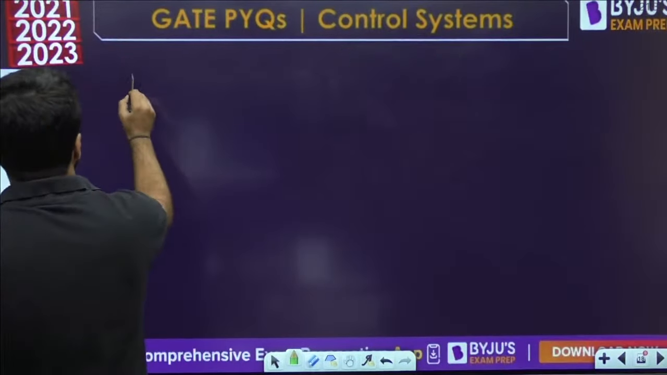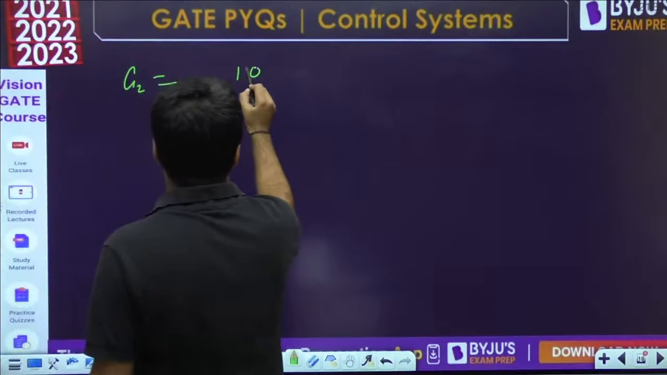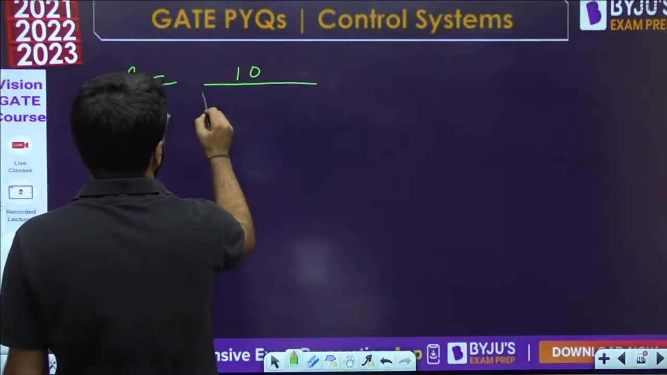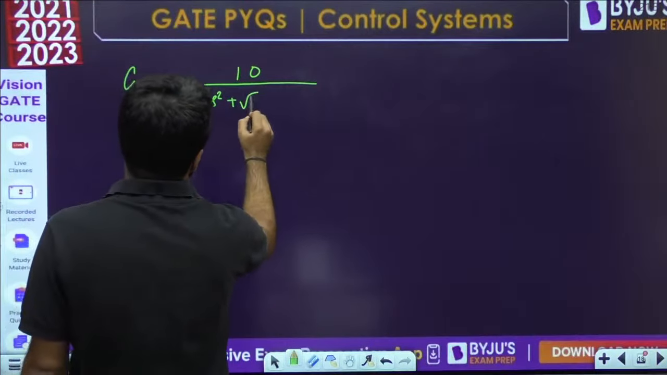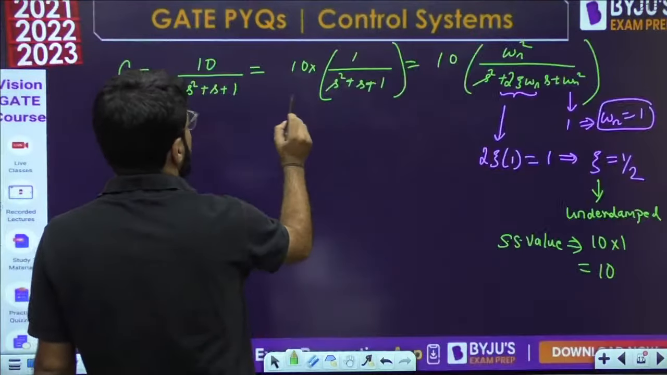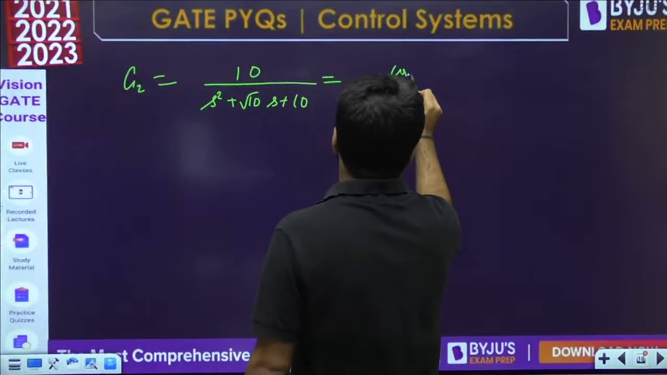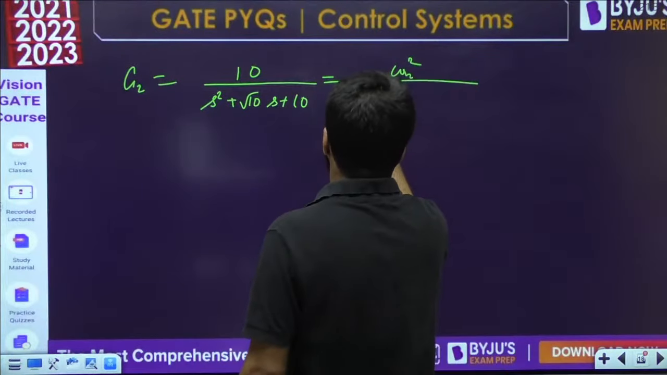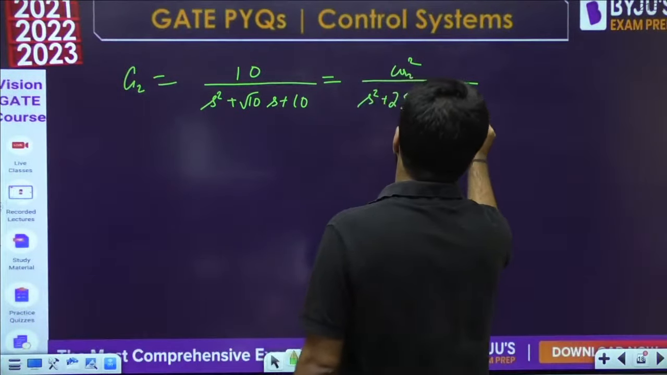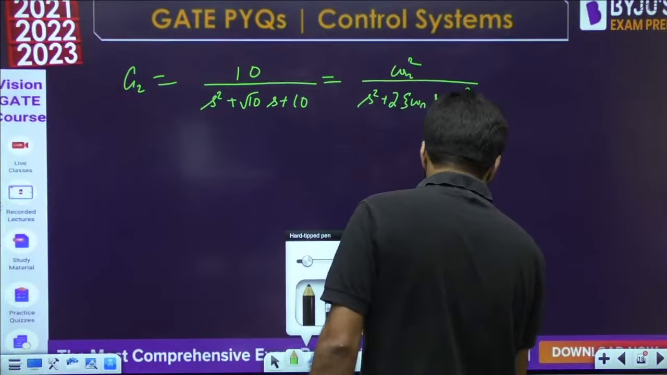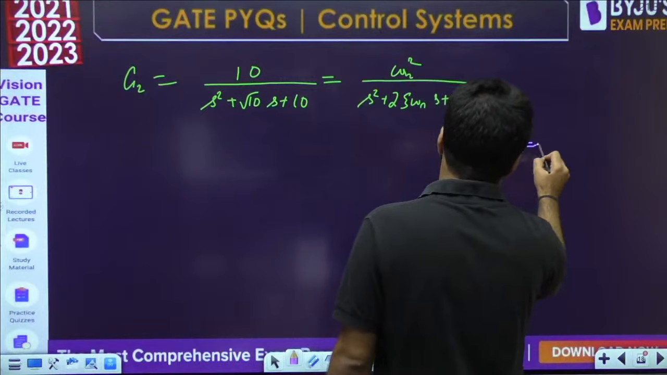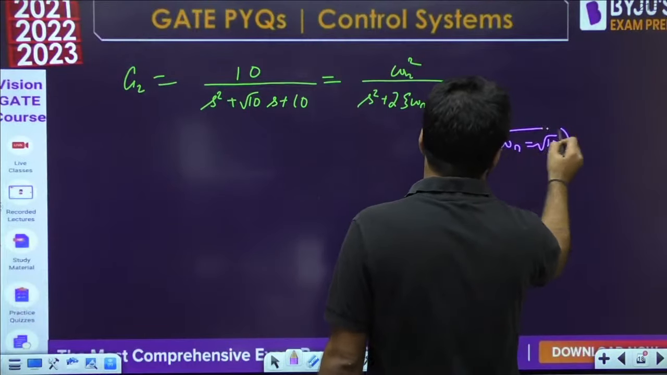Okay. Let me also take up G2 right now, and then let's compare the parameters. That is 10 upon s square plus root 10 s plus 10. Okay, so it is already in the omega n square format. This is directly omega n square upon s square plus 2 zeta omega n s plus omega n square, and this simply means that omega n square is 10. That means omega n is root 10 here.